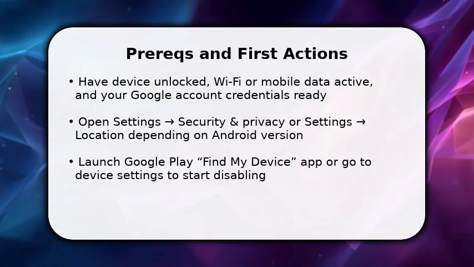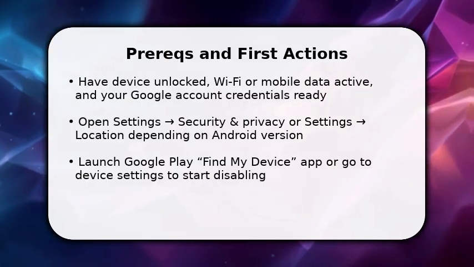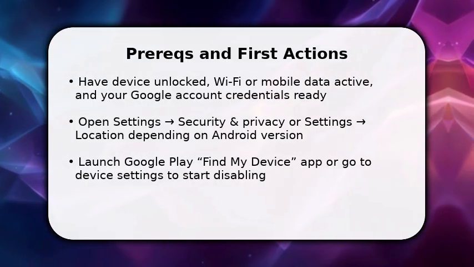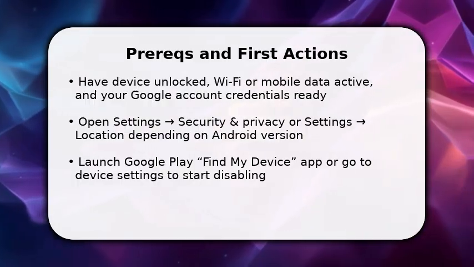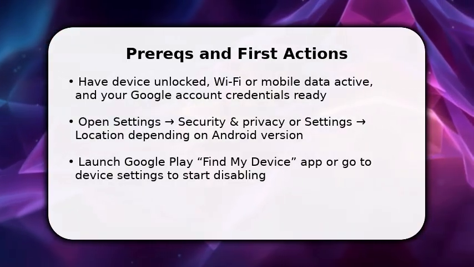You start by verifying prerequisites: device unlocked, internet working, and your Google account signed in. Once done, go straight to Settings and find Security and Privacy or Location. Different Android versions place Find My Device under either.